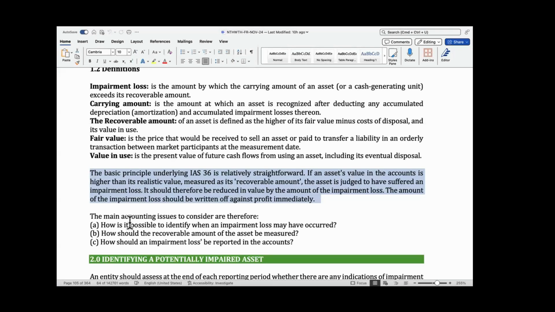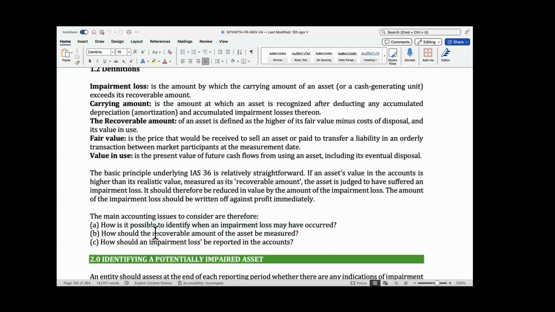Number one is that how do you even know that there is an impairment loss? Because I'm just saying recoverable amount, recoverable amount, recoverable amount. It's not like the recoverable amount is readily available. Is it something you'll be doing every year or what? So how would you know? What would trigger that action that, okay, it seems this asset has been impaired? So we'll learn about how to identify an impairment loss.